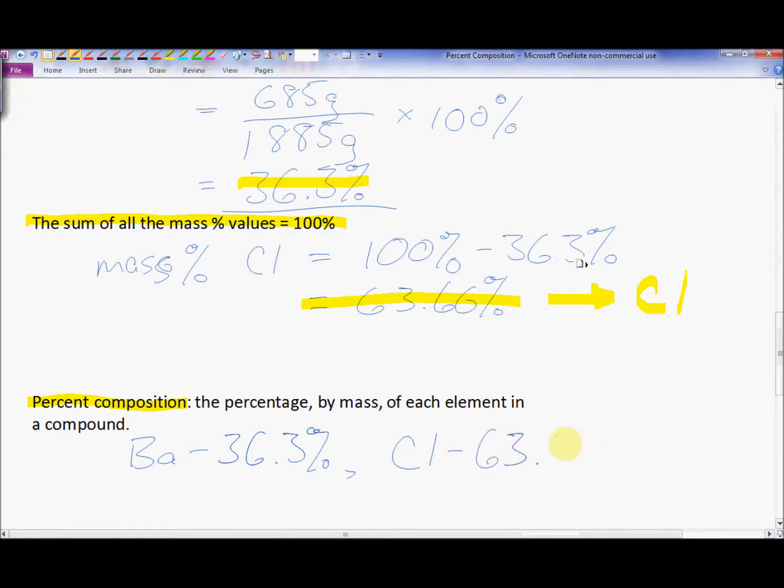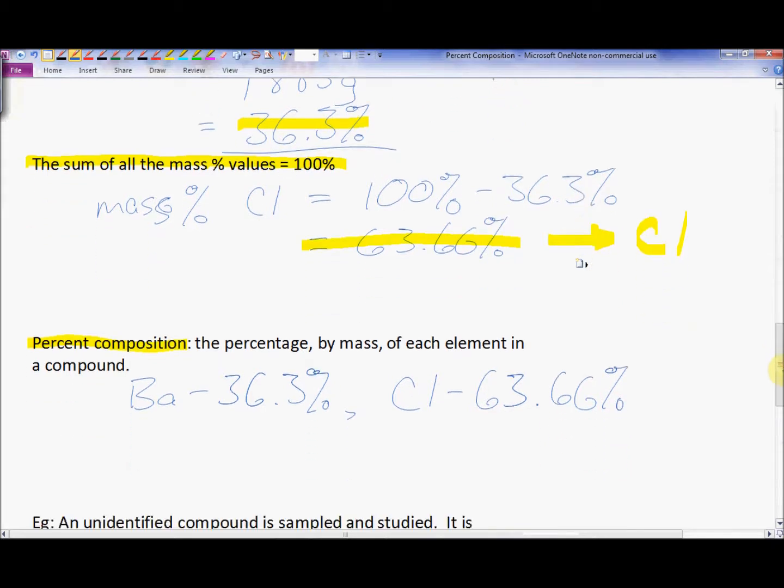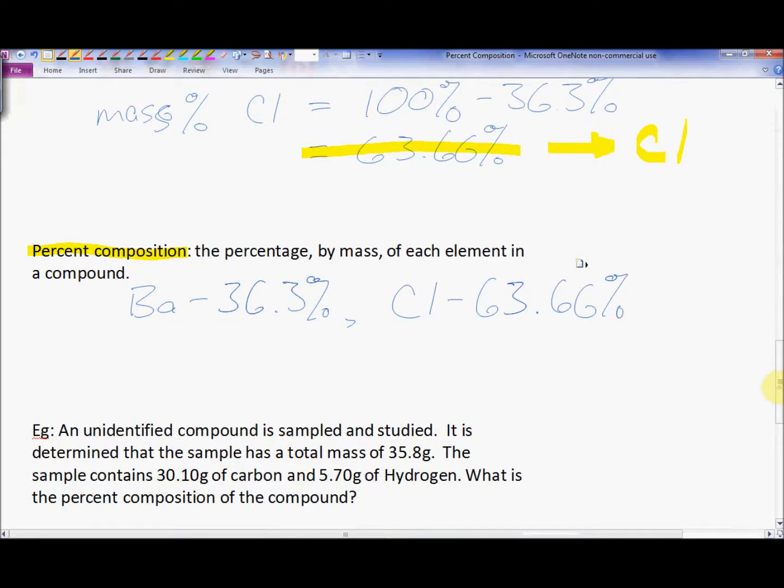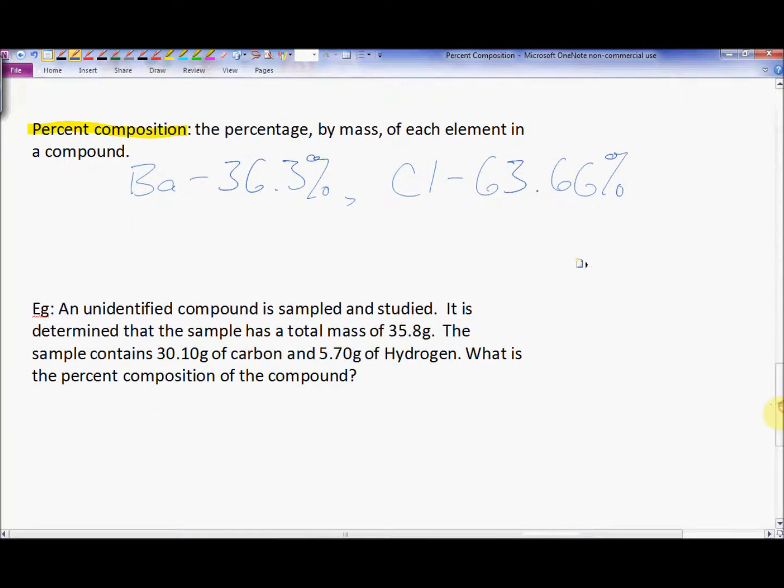Mass percent. Okay. So moving on to a new example. Usually the mass percent and the percent composition come in handy if you've got some kind of unidentified compound that you need to do some analysis on and figure out what it is. So here's an example that's like that.